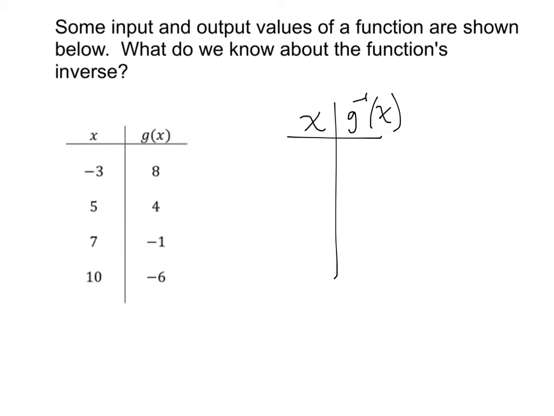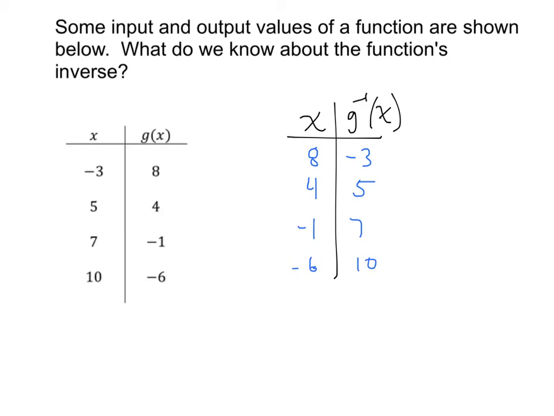All right, well, here's what we know. If we have an input of -3, which gives an output of 8 for the original function, well, for the inverse function, if we inputted 8, we would get an output of -3. And similarly, if I input 5 into the original function and get an output of 4, well then, if I input 4 into the inverse, then I should get an output of 5. And I can do these just the same.